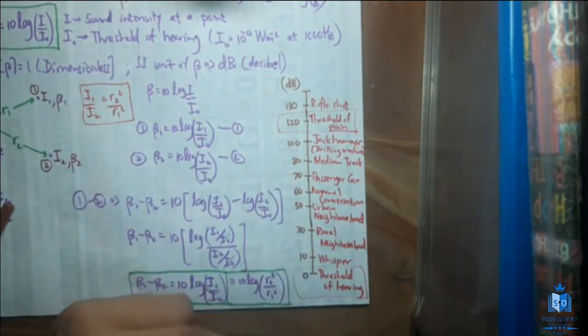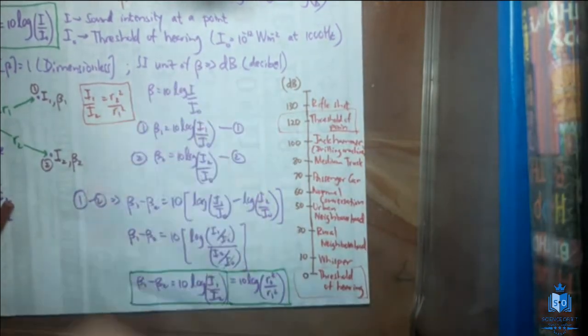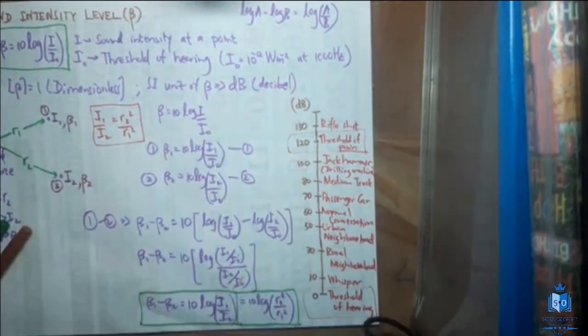Even a whisper can be different. Sometimes it can be louder, sometimes it can be less loud. But using this, you get a general idea, right? How loud is that noise? How loud is the sound? That is what this decibel is all about.